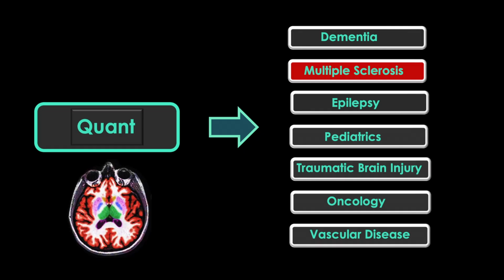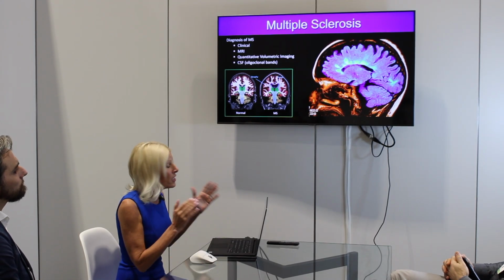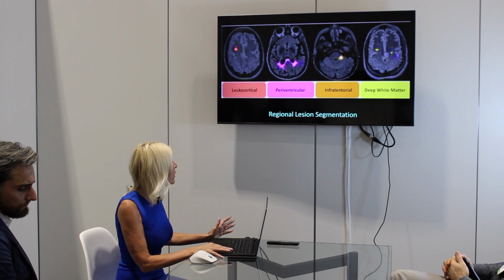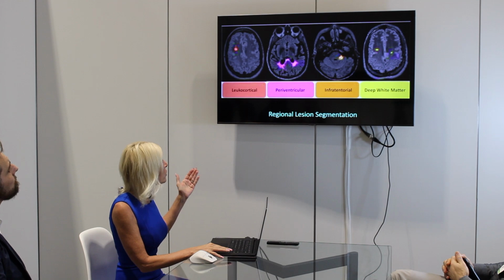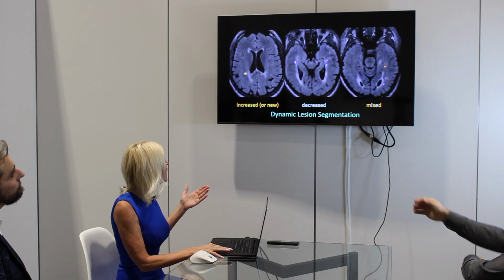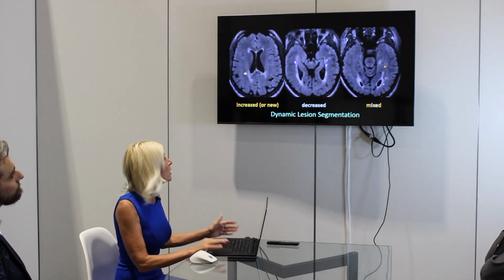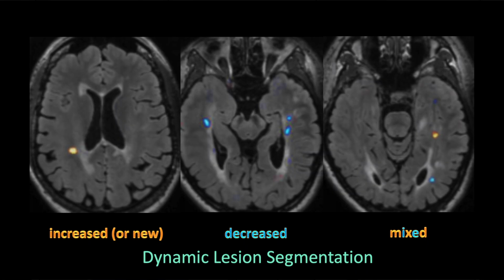Now, another big indication is in multiple sclerosis. We encourage really all of our referrers to use this. Again, every time a referrer starts using us, they really won't stop. It's just so useful. So color-coded segmentation of the plaques according to the region of the brain, leukocortical, periventricular, infratentorial, and deep white matter. And then, most importantly, the dynamic lesion segmentation. So anything that's new or enlarging in size is a sort of a reddish, orangish color, and anything that's decreasing in size is a blue color.